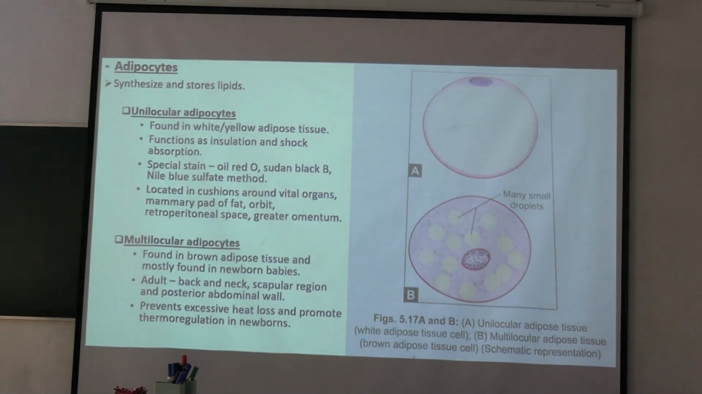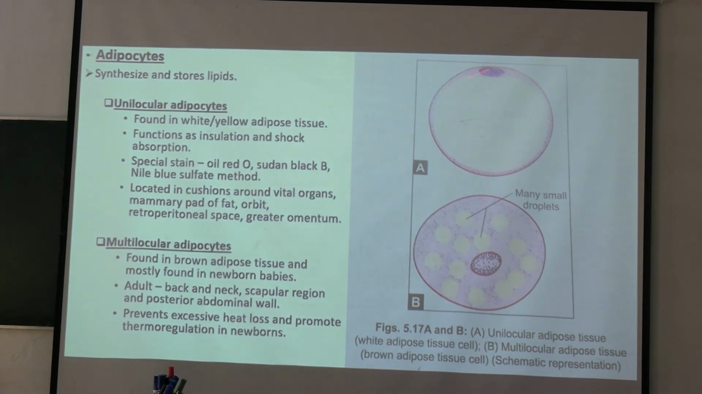The fat globule is larger in size and almost occupies the whole of the cell. In multilocular adipocytes, fat globules are smaller in size and multiple in number. Here a single fat globule, here multiple small fat droplets are present. So unilocular adipocytes, found in white or yellow adipose tissue, function as insulation or shock absorption.